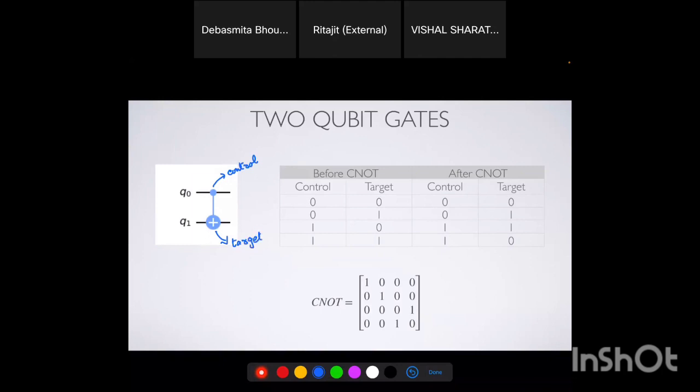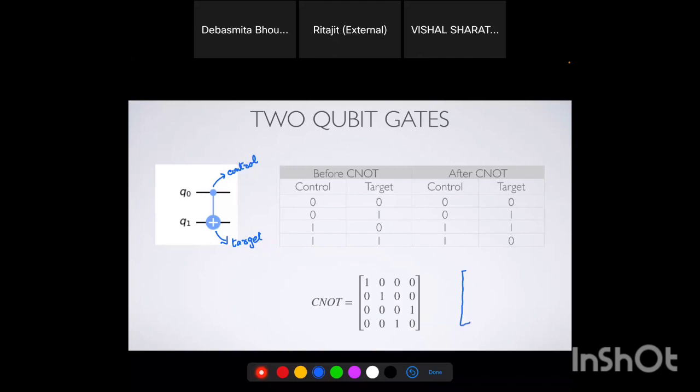The point of this is, if the control qubit is 0, then nothing happens to the target qubit. Whatever the value of the target, it goes unchanged. But if the control is 1, then the target is changed from 0 to 1 or 1 to 0. So if you look into this, when the control is 0, the target remains as it is: 0 0, 0 1. But when the control is 1 and the target is 0, it becomes 1. When the target is 1, it becomes 0. And obviously it also has this type of matrix notation. How can you find out the matrix notation from this type of table? It is actually pretty easy.